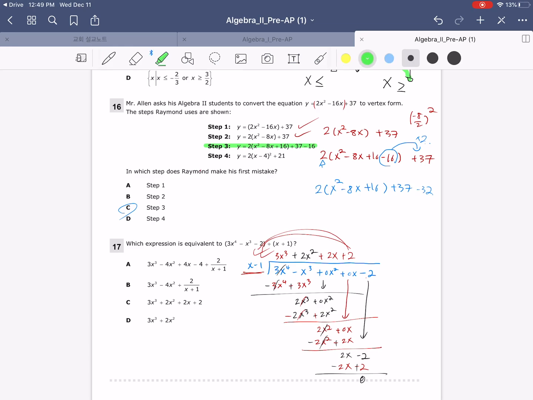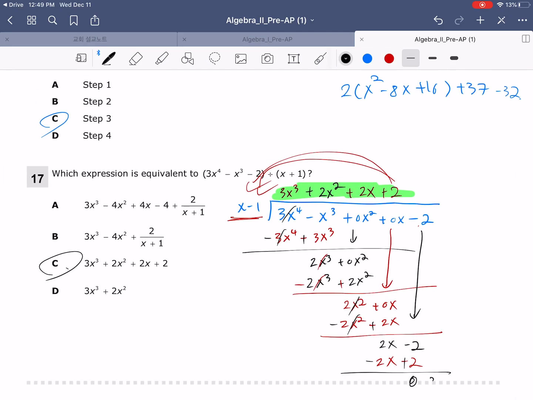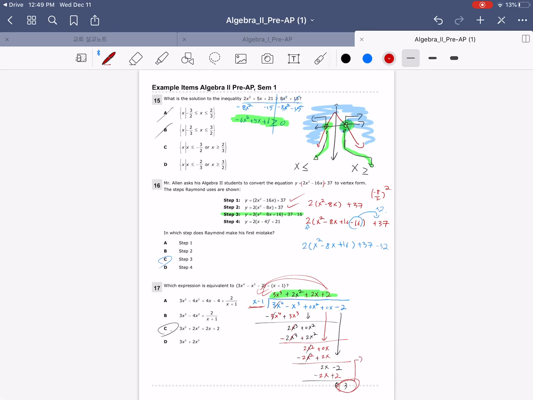Now, do you see this? That's going to be a quotient, which is C. And again, if you have a remainder, let's say you have a remainder of something like 3, okay? In that case, it's going to be equal to 3 over this one, 3 over x minus 1. You have to put it like that here, only if it has a remainder. But this time, it didn't have one. So, beautiful.